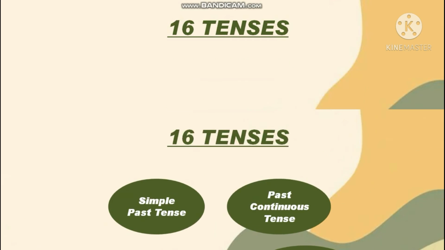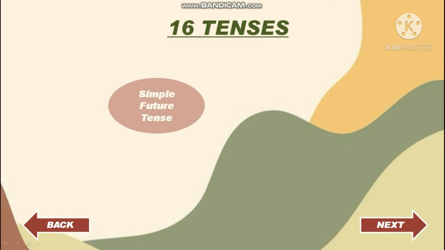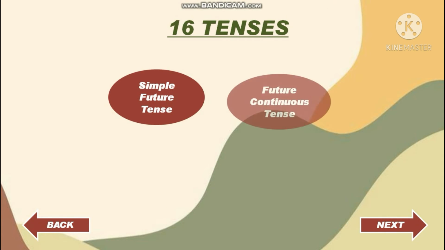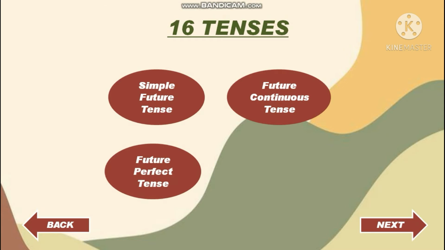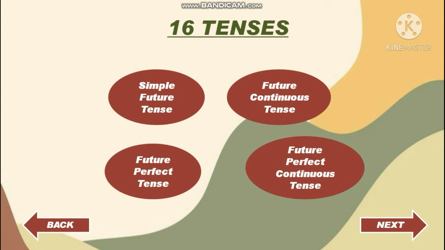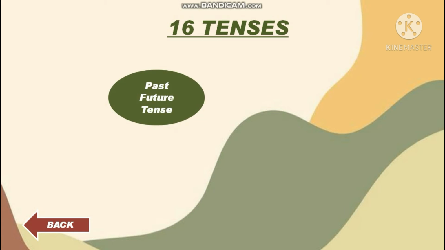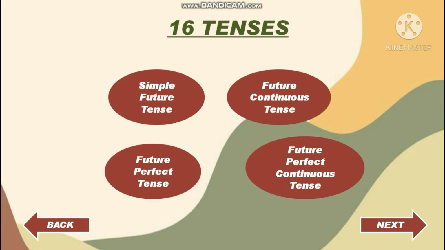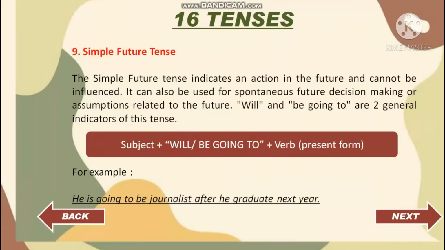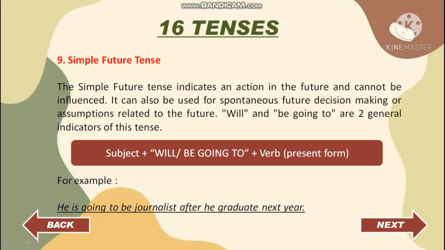Okay, the next is simple future tense, future continuous tense, future perfect tense, and future perfect continuous tense. So simple future tense. Simple future tense indicates an action in the future and cannot be influenced. It can also be used for spontaneous future decision making, or assumption related to the future.